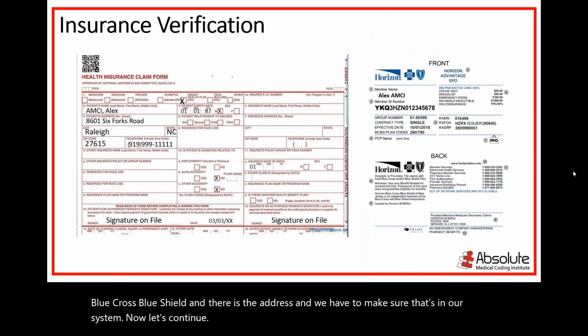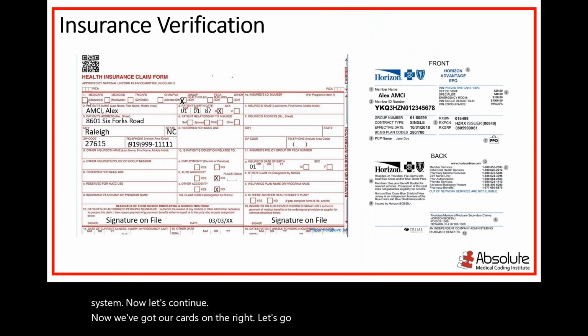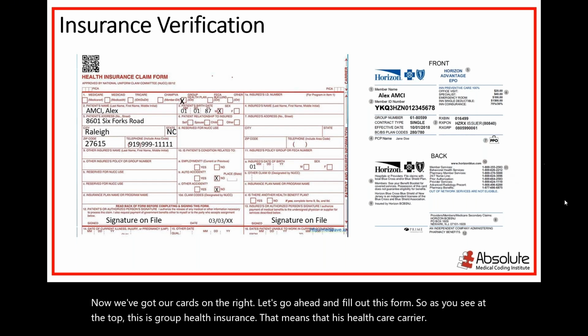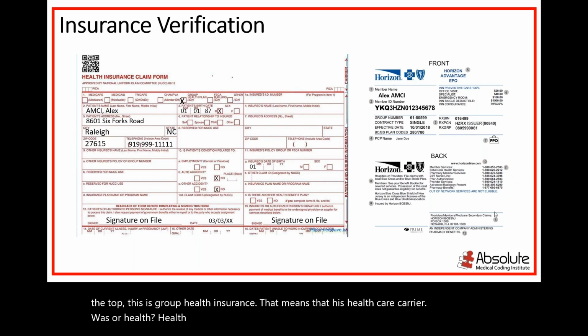Now we've got our cards on the right. Let's go ahead and fill out this form. As you see at the top, this is group health insurance. That means that his health coverage was provided by his employer. All right, so it says group number. So we're going to write group health.